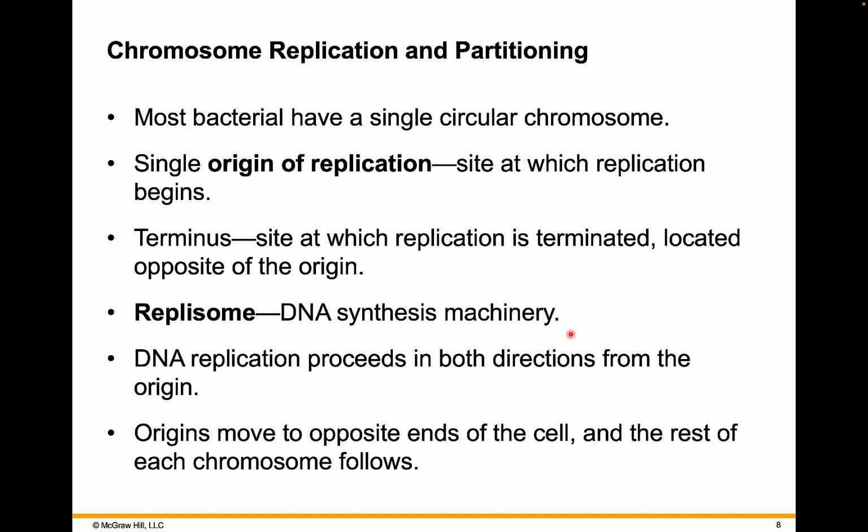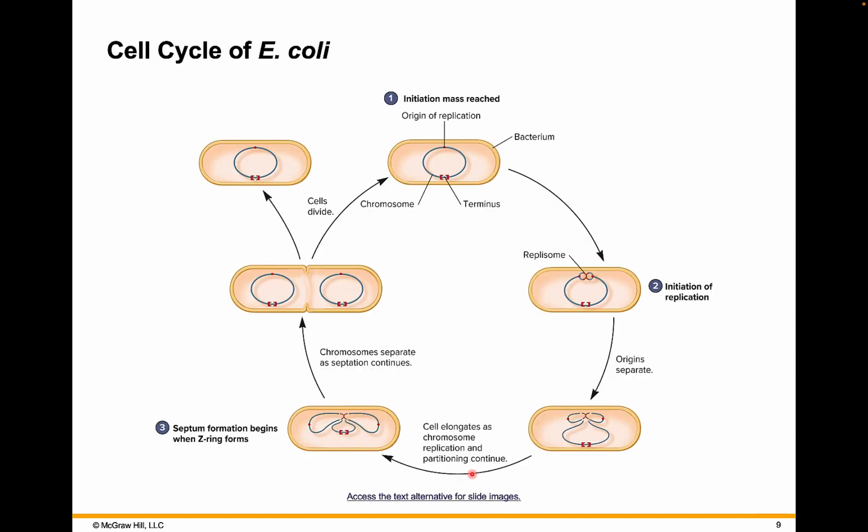And the replisome is the DNA synthesis machinery. We are going to talk about all the DNA synthesis enzymes in an entirely different chapter. Here, we are mainly concerned about how the chromosome, once synthesized, is separated, not how the DNA replication essentially happens. That is a separate chapter. So the DNA replication proceeds in both directions from the origin, and the origin moves to the opposite end of the cell, and the rest of the chromosome actually follows.